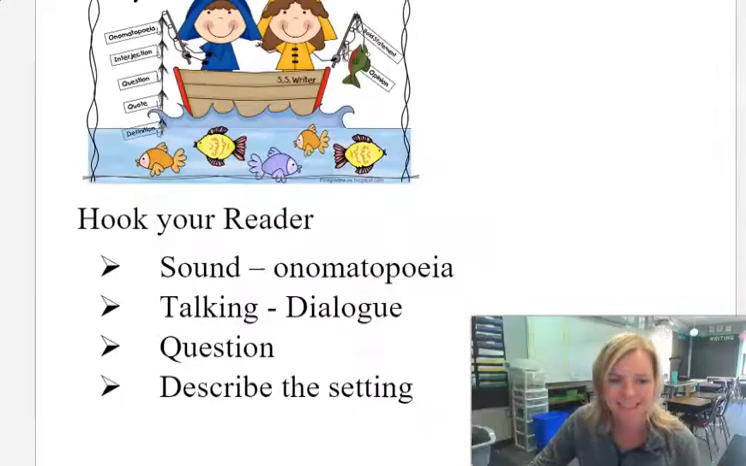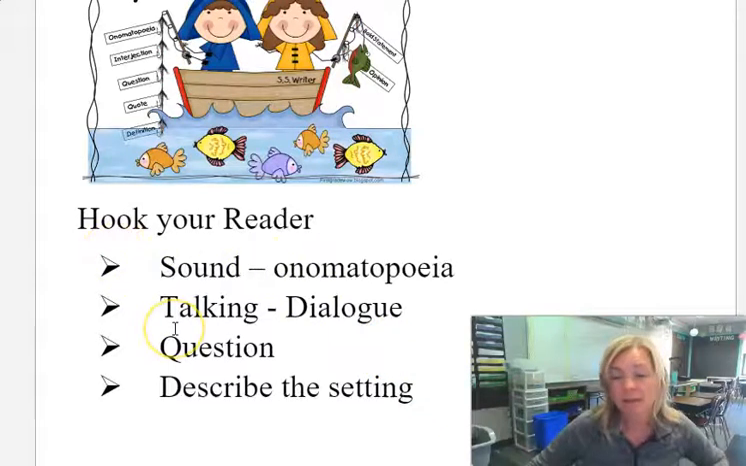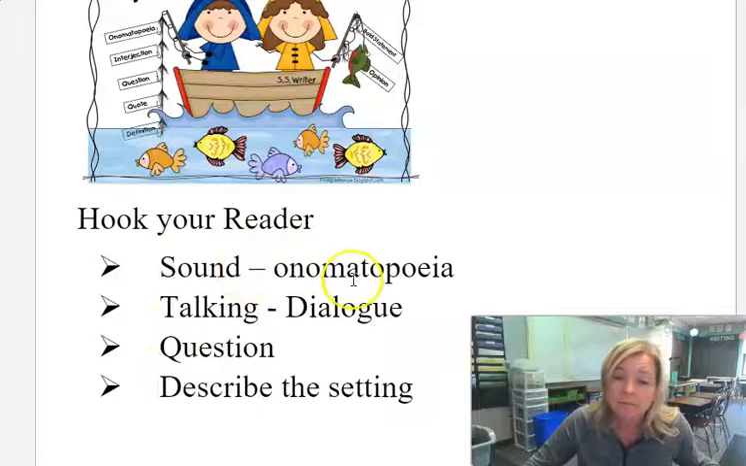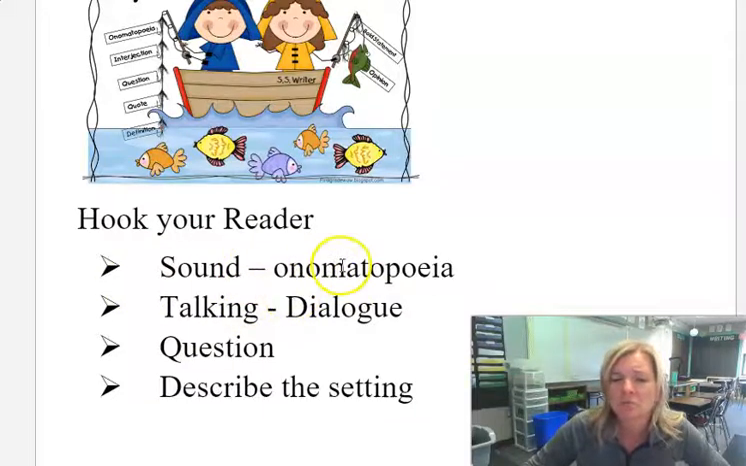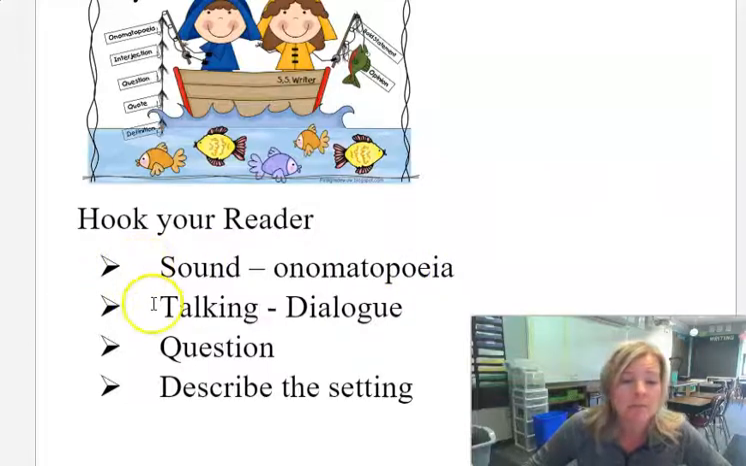So I'm going to go back to this chart because these are some of the things that I used. I didn't have any sounds. I could have had her barking, but I don't think she really was barking. Or maybe the birds singing. I could have done that while I was walking down the driveway. But I did start with dialogue, yelling at the dog. I didn't have a question, but I also described the setting.